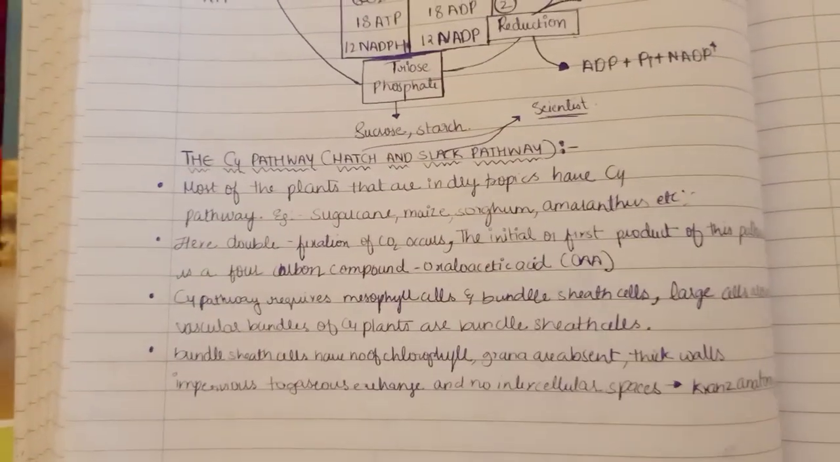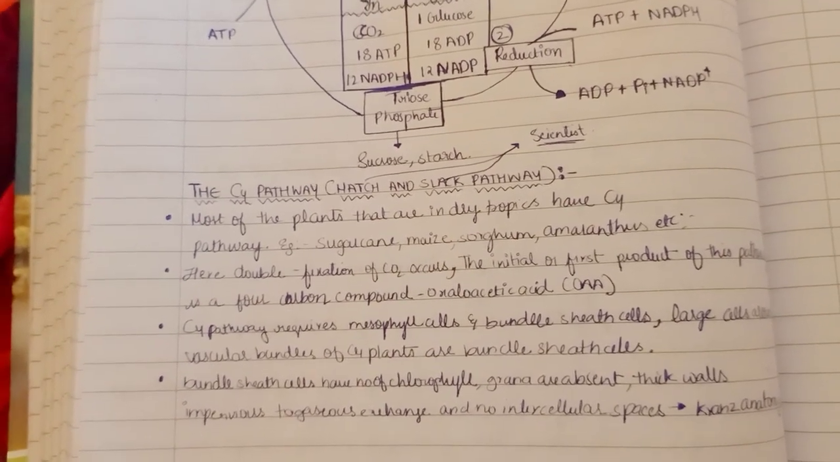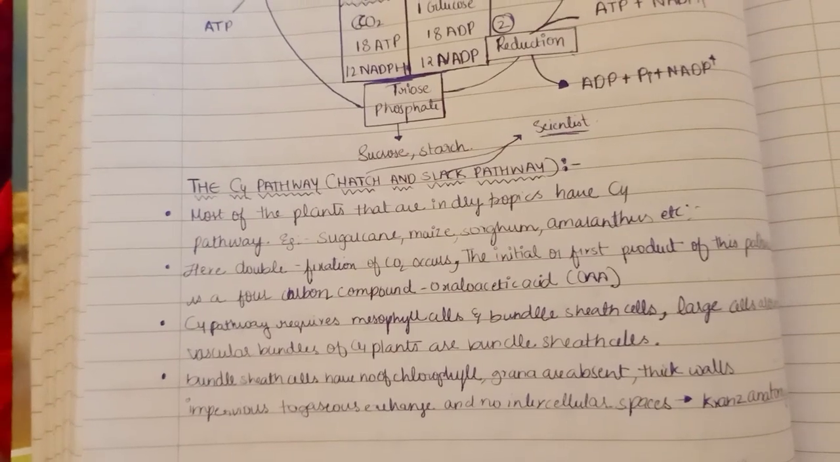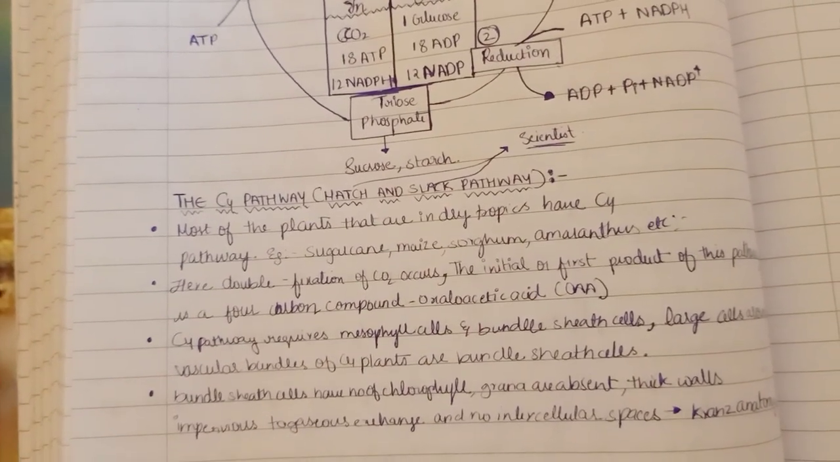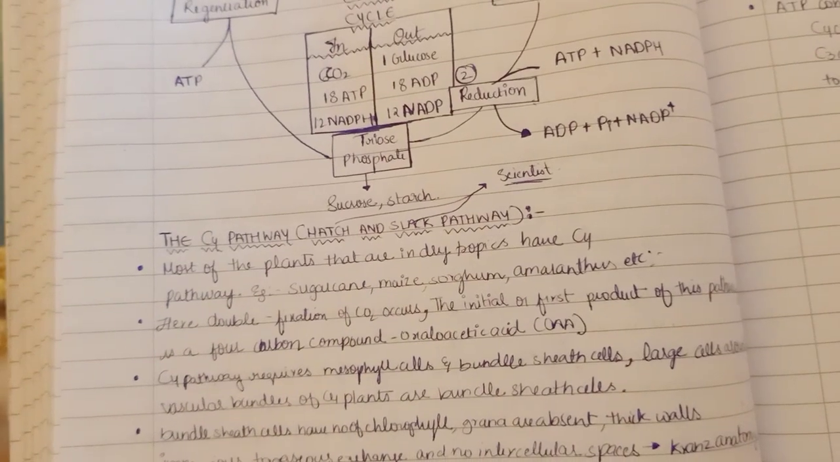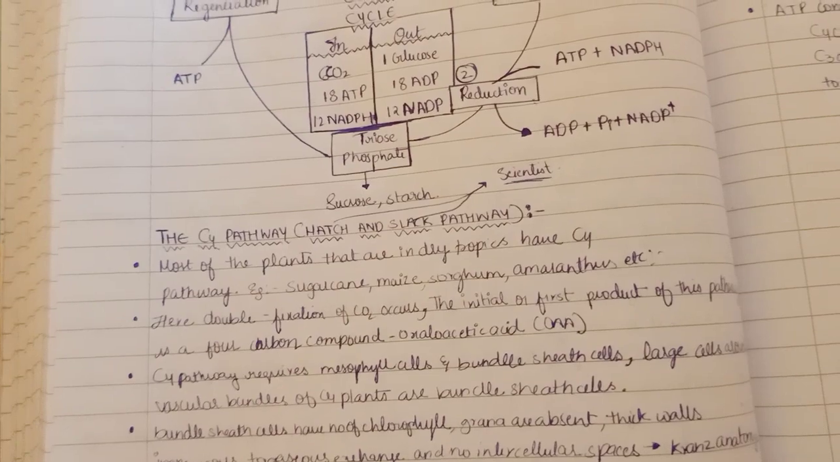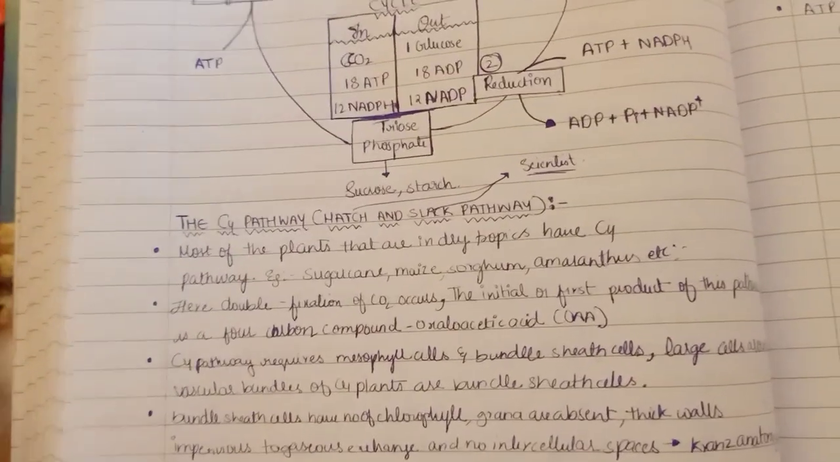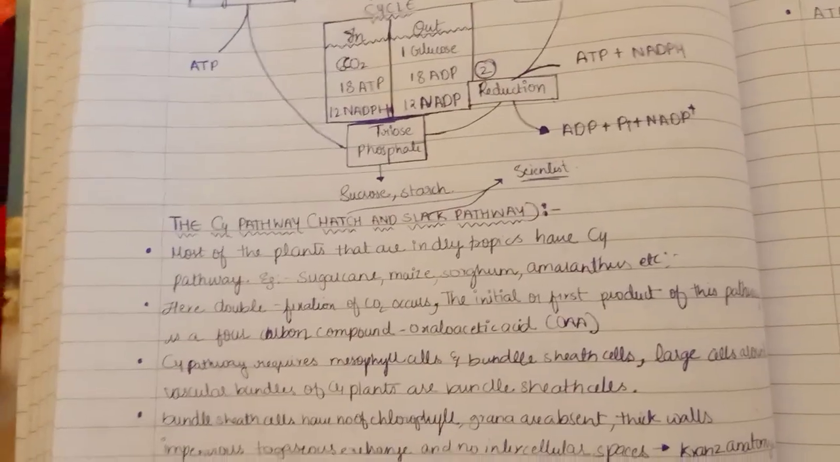Now the C4 pathway or Hatch and Slack pathway. Hatch and Slack are scientists. Most of the plants in the dry tropics have the C4 pathway, for example sugarcane, maize, sorghum, amaranthus, etc. Here a double fixation of CO2 occurs. The initial or first product of the pathway is a 4-carbon compound, which is oxaloacetic acid, OAA.